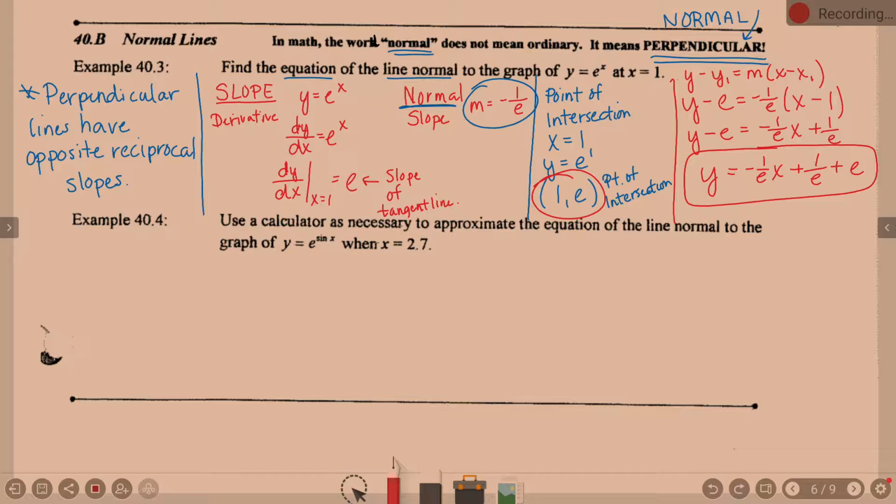Use a calculator, so we're approximating the equation of the normal line. You expected that, but everyone caught that, right? Y equals e to the sine x when x equals 2.7. So where are you guys starting?